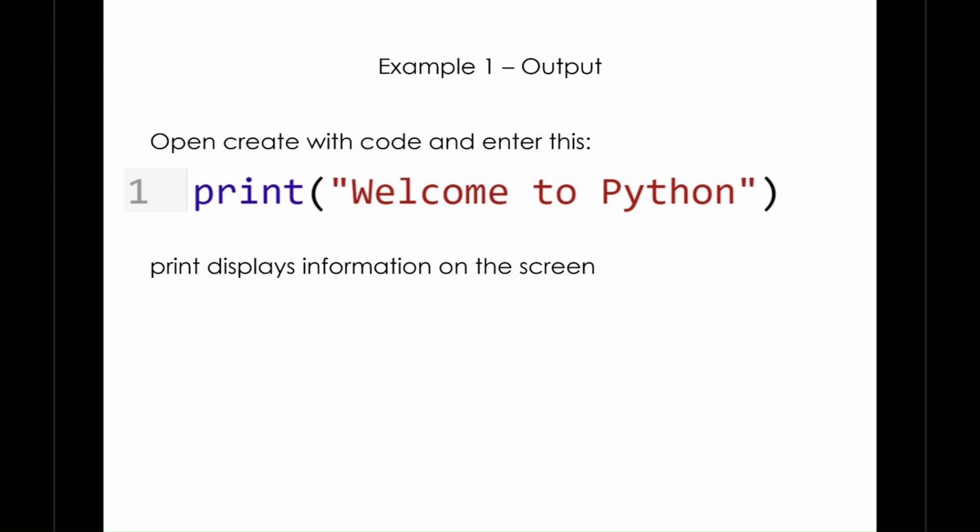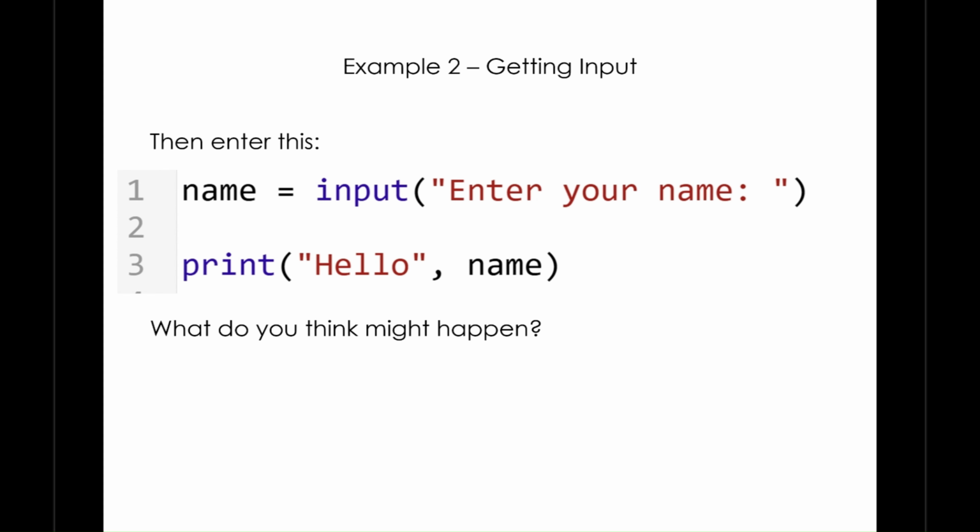Let's have a look at example number 1. Print, welcome to Python. I'd like it if you entered this in Create with Code and then display the information by clicking the play button. We've done this before.